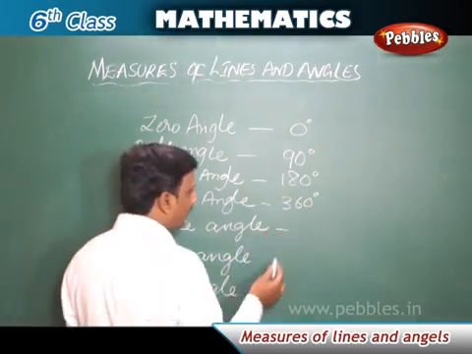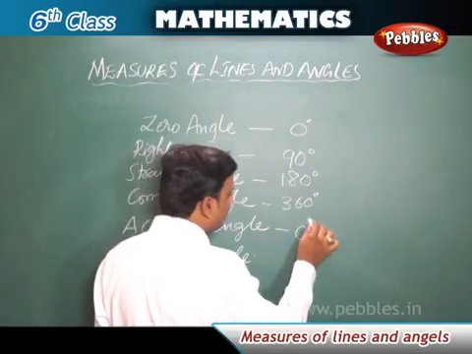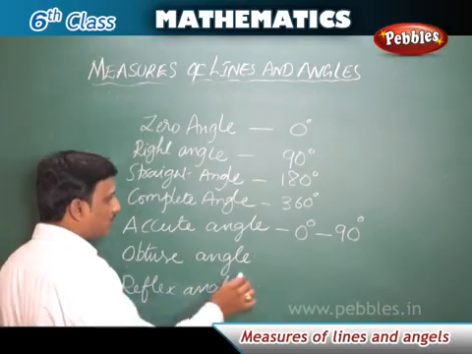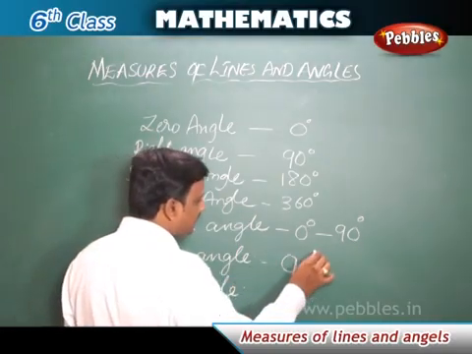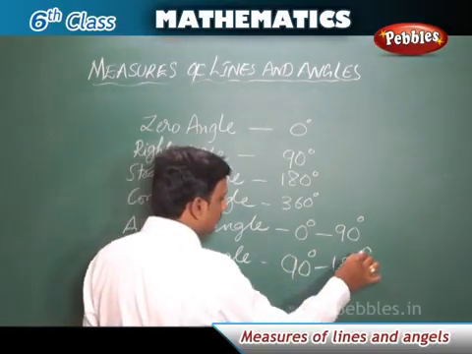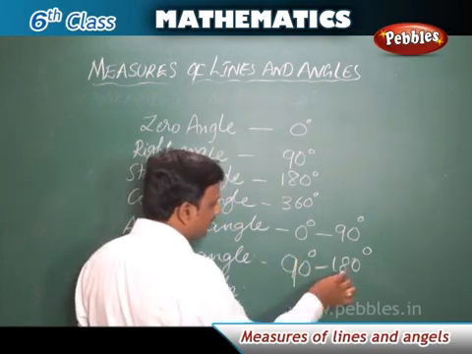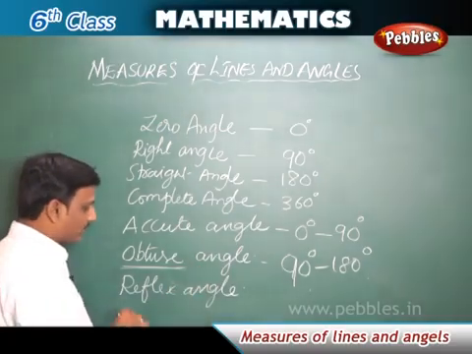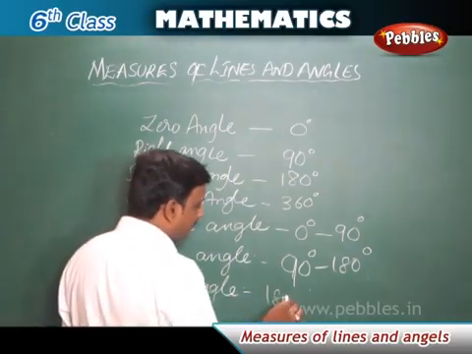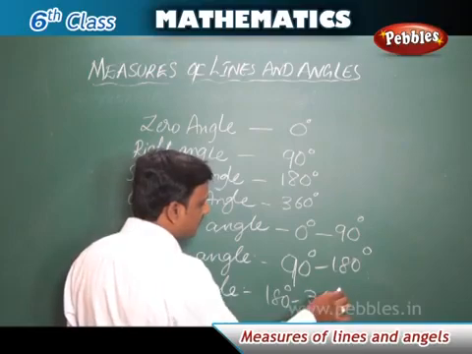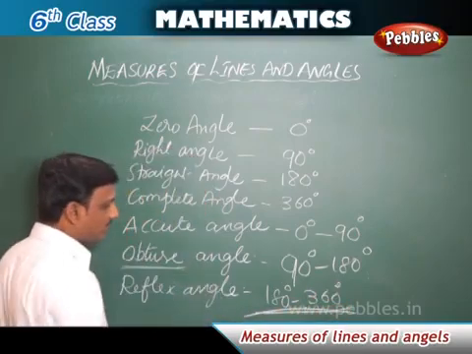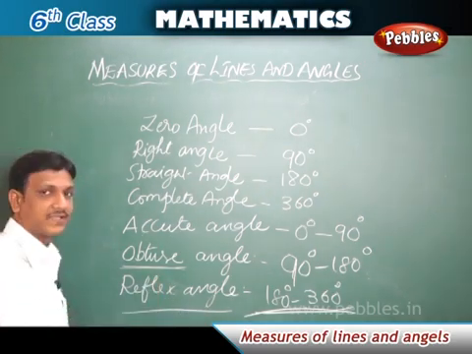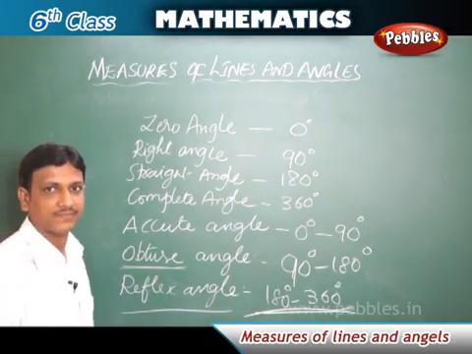Acute angle, the angle that is between 0 degrees and 90 degrees is called an acute angle, and obtuse angle is 90 degrees to 180 degrees. So the angle that lies between 90 degrees and 180 degrees is called an obtuse angle. Now the reflex angle, the angle between 180 degrees and 360 degrees. So the angle which lies between these values is called a reflex angle. So these are the different types of angles and their measures.